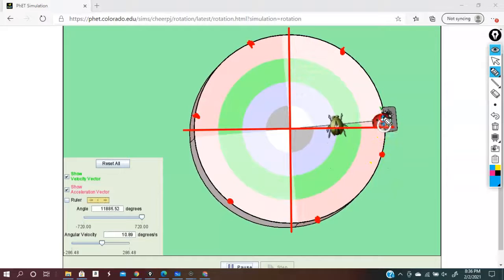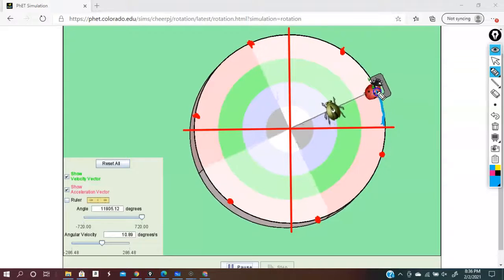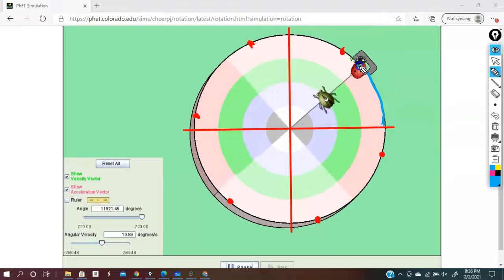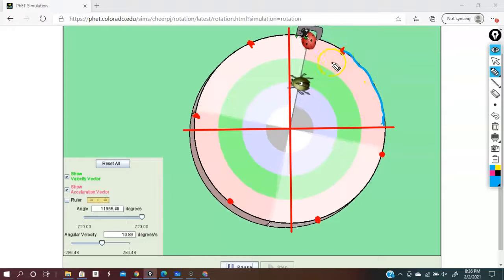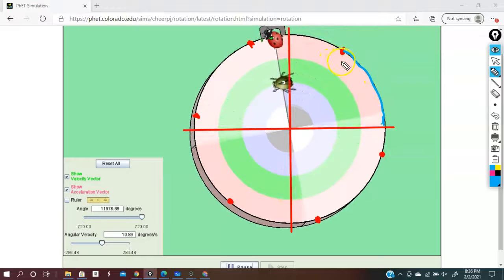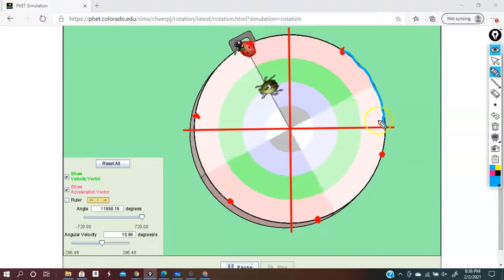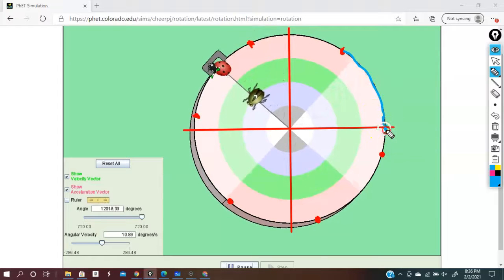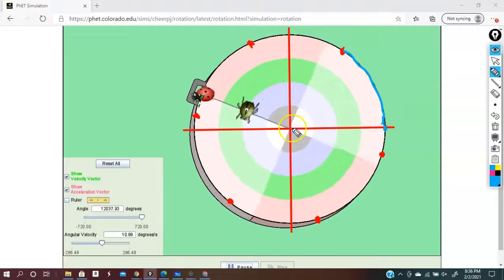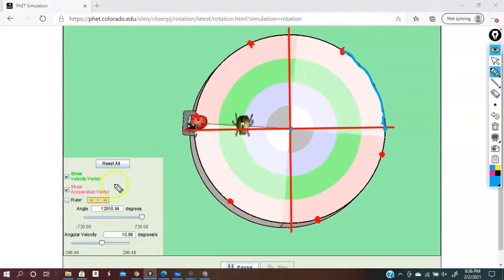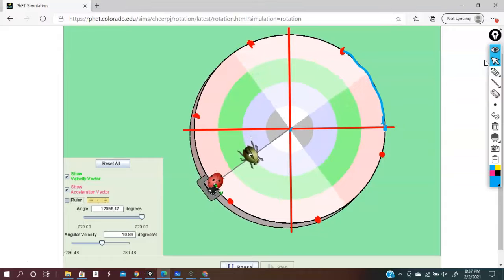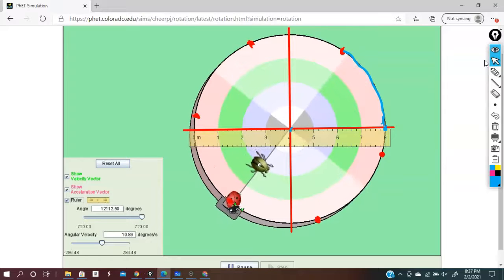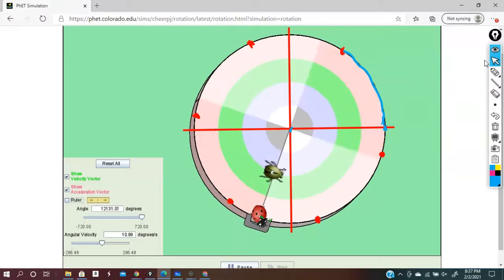So I'm going to start tracing out this path that the beetle makes, and I'm going to stop tracing when I get to this dot. I've already marked that out as one length of a radius. From here to here, that distance, I can click on this ruler and show you, is 4 centimeters. So the radius of this circle right here is 4 centimeters.